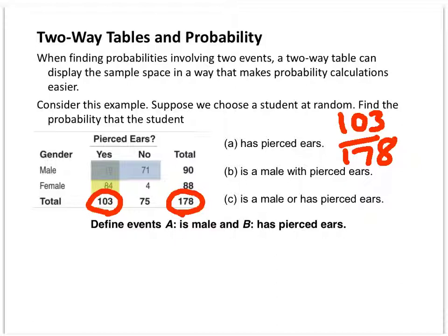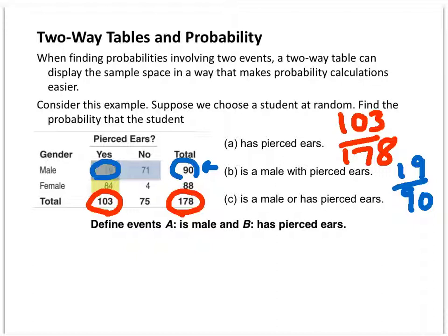So now let's look at the second question: a male with pierced ears. Okay, so now we're restricting ourselves to just the male row. So in that case, there are 19 males with pierced ears out of a total of 90 males. So the probability of a male with pierced ears would be 19 out of 90.